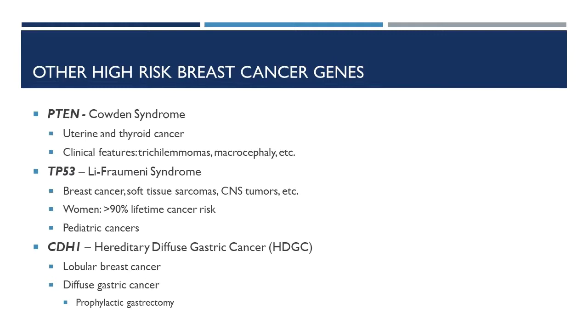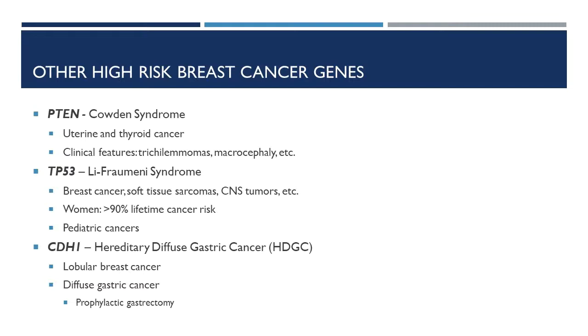Finally, hereditary diffuse gastric cancer is caused by mutations in the CDH1 gene and is more likely to cause lobular over other types of breast cancer. As screening for diffuse gastric cancer is not very good, it is highly encouraged that these individuals consider a prophylactic gastrectomy.